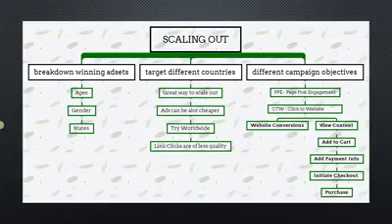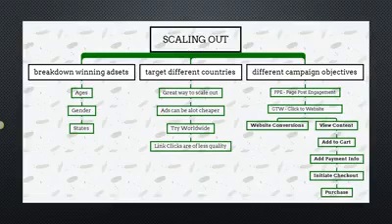Another way to scale out is by targeting different campaign objectives. So what I mean by that is, let's say maybe you're running just a PPE ad, which is a page post engagement. Well, then you want to scale out into different types of campaigns like click to website, or maybe you want to run some website conversion ads.